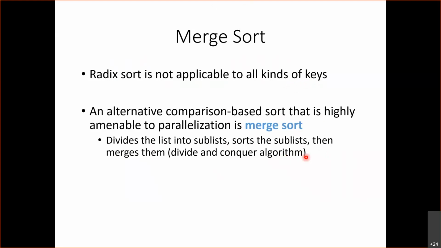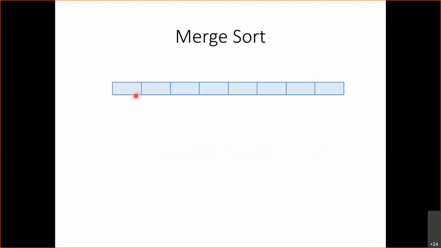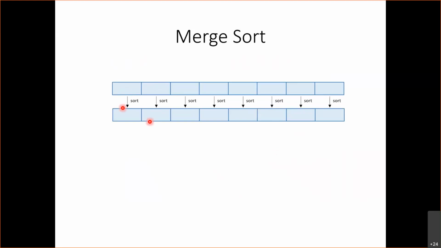Let's take a look at how merge sort works. I take my array and divide it into many small subarrays. I sort each of these subarrays. How I sort them doesn't matter. I might sort them using merge sort, or I might sort them using some other sort. And then once I have all these sorted arrays, I merge the nearby arrays.